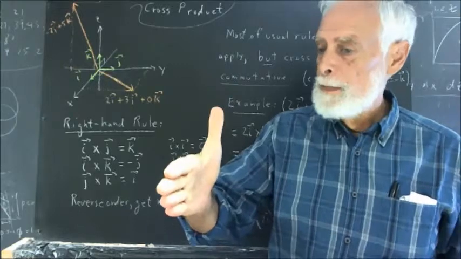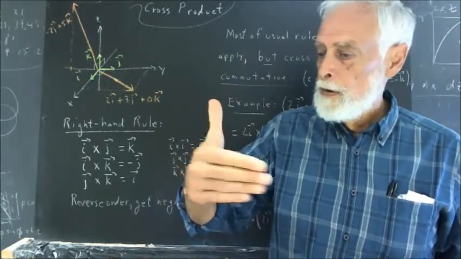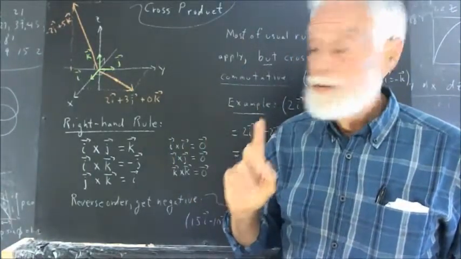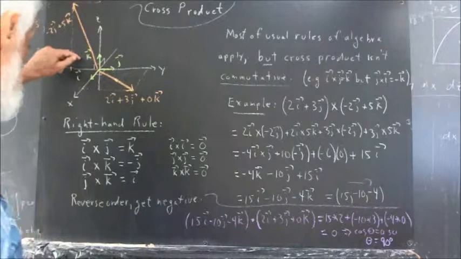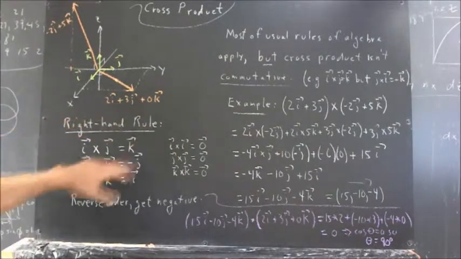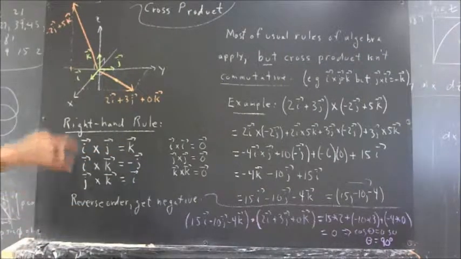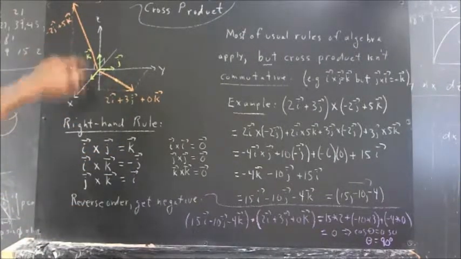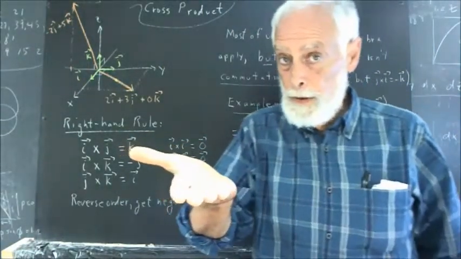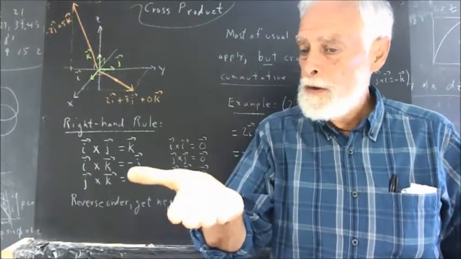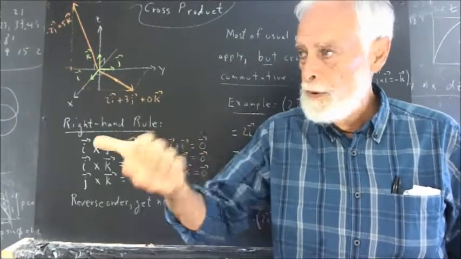Now, if our hand is in a position where we can turn the i vector toward the j vector, our thumb points in the direction of the positive Z axis, that is, in the direction of the k vector. So by the right-hand rule, we define i cross j to be the k vector. We define i cross k to be the negative of the j vector, because if our fingers point in the direction of i and our hand is oriented so that we can curl the i vector toward the k vector, our thumb points in the direction of the negative j vector.